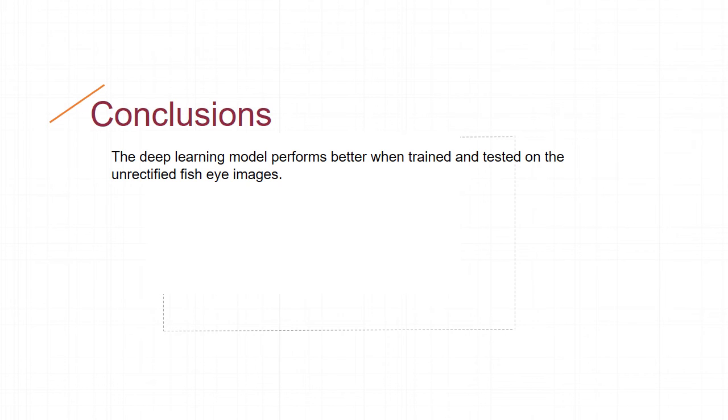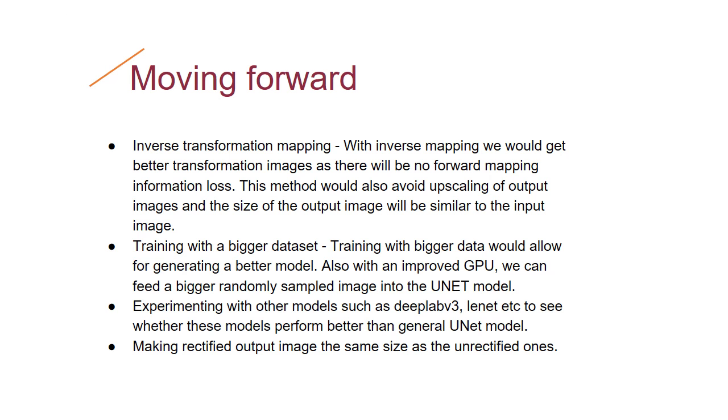Conclusion. The transformation method fares worse on every metric when compared with using direct fisheye images with the UNET model. This poor performance can be attributed to a number of limitations of our method, which we plan to modify moving forward. We have identified a number of methods to improve performance of the transformation, such as using inverse mapping, training models with a bigger dataset, and comparing performance of models other than UNET such as DeepLab v3. A detailed discussion on the performance and future actions is available in our report.